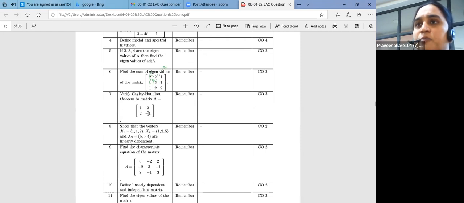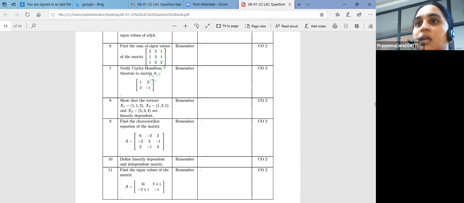For a 2 by 2 matrix, every square matrix satisfies its own characteristic equation. If you do the verification work, it will be satisfied. And the 8th question, show that the vectors x1, x2, x3 we have given are linearly dependent. Linearly dependent means what? What's the formula for that? Det A is?